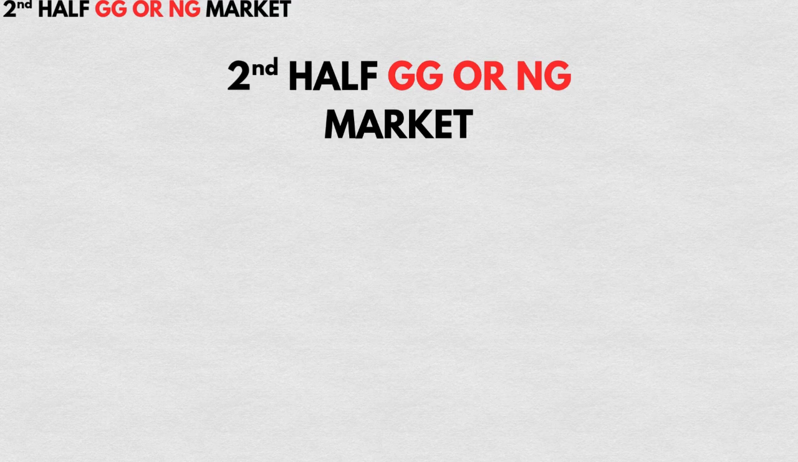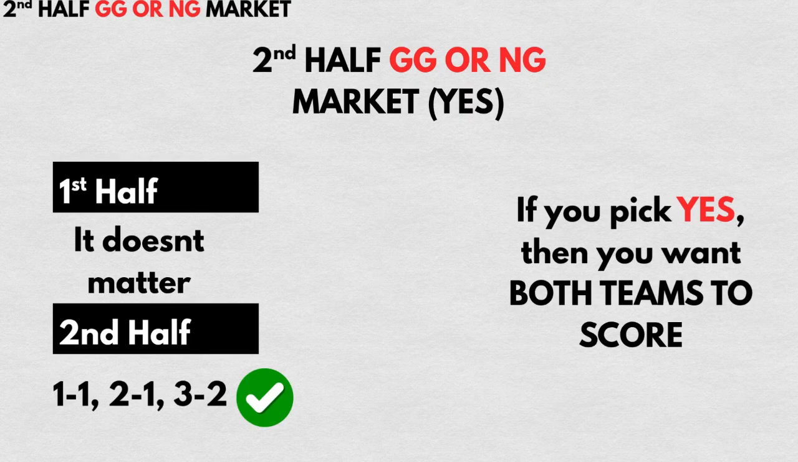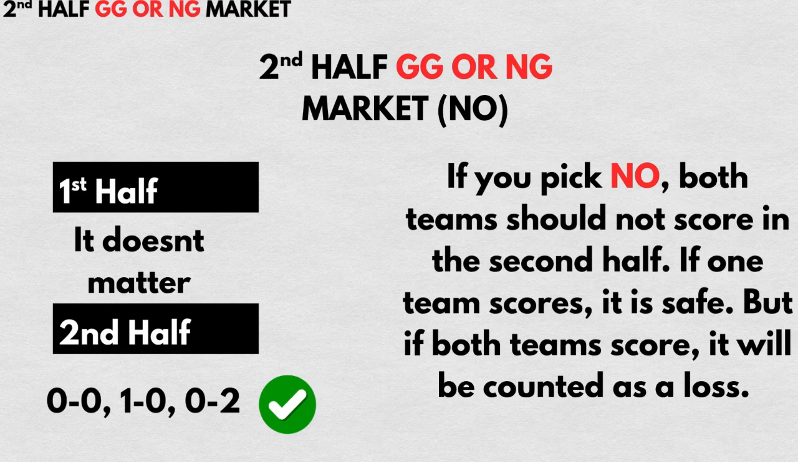Second half GG or NG, yes or no. If you pick yes, that means you're selecting second half GG. That means you want both teams to score in the second half, only the second half, remember. And if you pick NG, that means you do not want both teams to score in the second half. One team can score, but if both teams score, it's going to be counted as a loss.